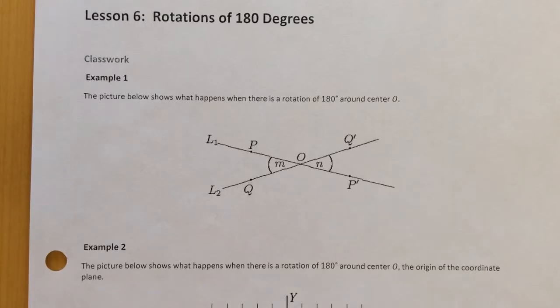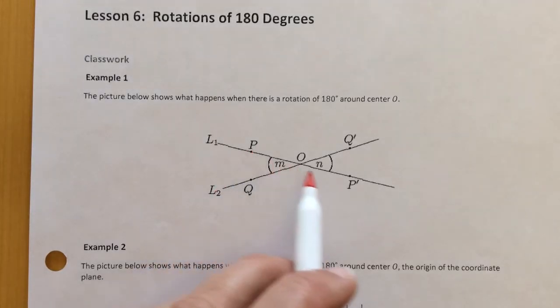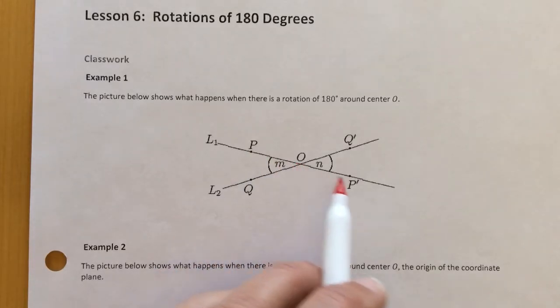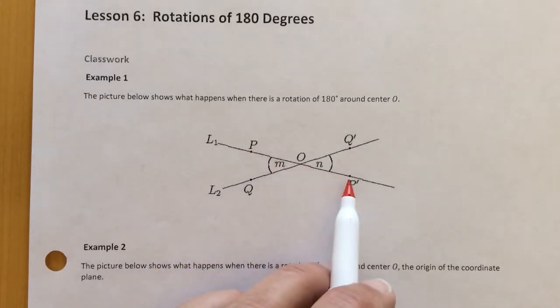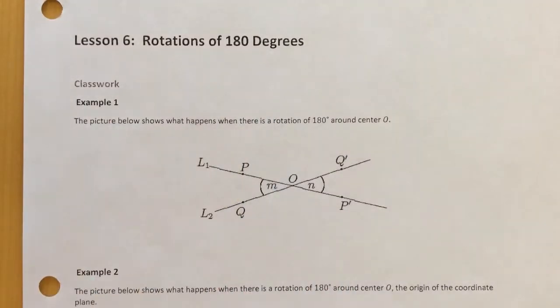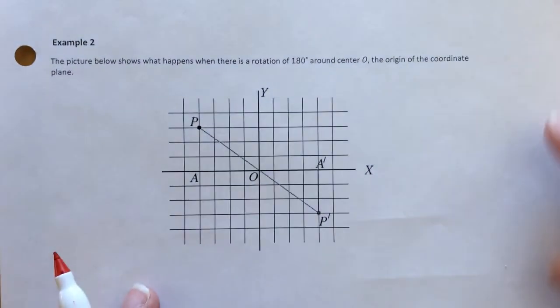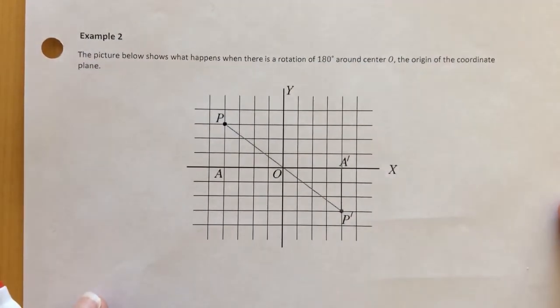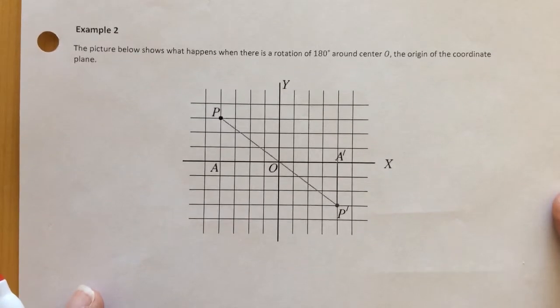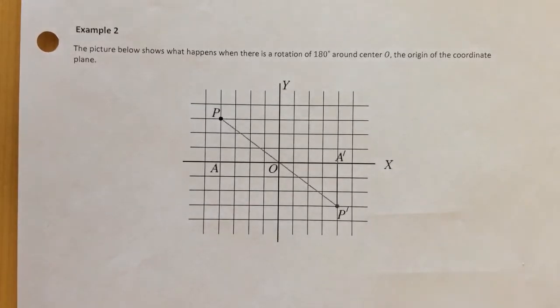Okay, so remember that fact that these 3 points, the point, the center of rotation, and the image of the point will be collinear when we're rotating 180 degrees. Only with 180 degrees is that true. Okay, so let's look at the coordinate plane. This picture shows what happens when there is a rotation of 180 degrees around center O, the origin, on the coordinate plane.